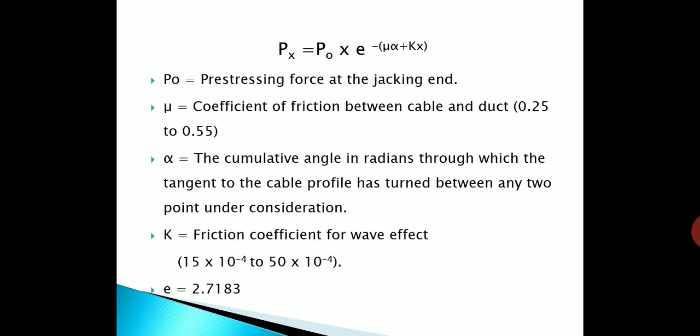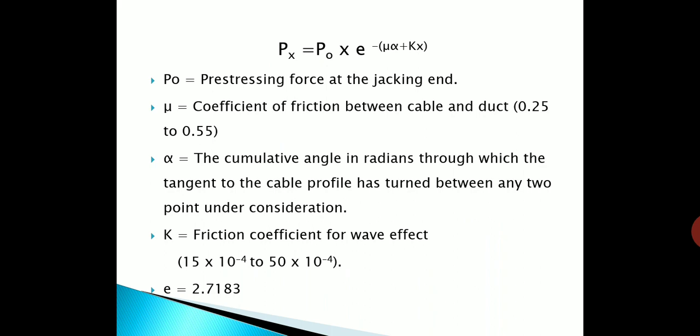The loss is given by the relation Px is equal to P naught into e raised to minus (mu alpha plus Kx), where Px is the prestressing force at the section which is at a length x from the end considered. P naught is the prestressing force applied at the jacking end, or we can say the initial prestressing force. Mu is the coefficient of friction between the cable and the surrounding material, that is the duct, which varies between 0.25 and 0.55. Alpha is the cumulative angle in radians.